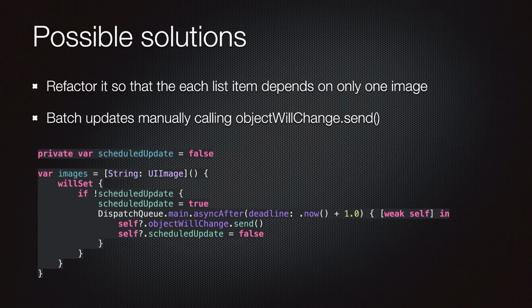So you can, for example, like here in this code, remove the @Published property wrapper and basically use objectWillChange.send to schedule updates. You can do this every interval, like half a second, 1 second, and so on. And this will have the effect that all the images will appear at once, while the performance will not suffer because you will basically avoid those unnecessary redraws.